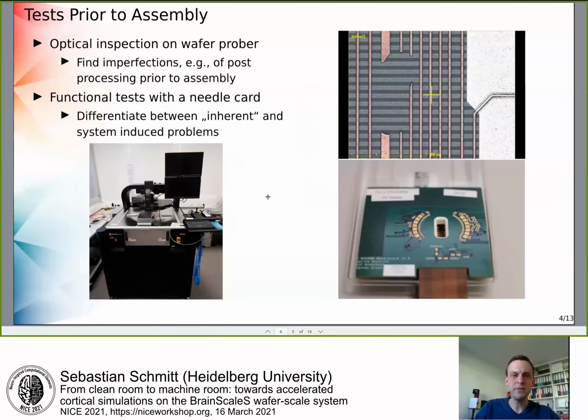So now I give you a short tour of the steps that need to be done to put together a wafer module and to put it into operation. The first test is that we take the wafer and do an optical inspection on a so-called wafer prober. You see this machine in the lower left, where you have the wafer on a metal thingy that you can move with precision, and then do an optical inspection.